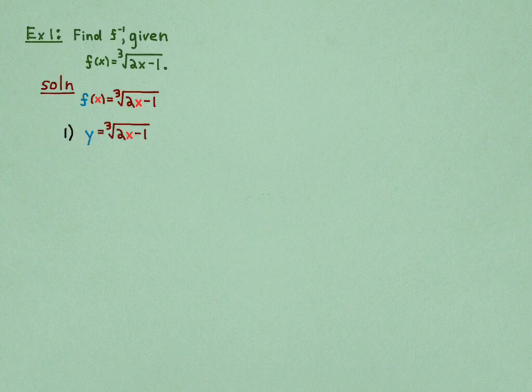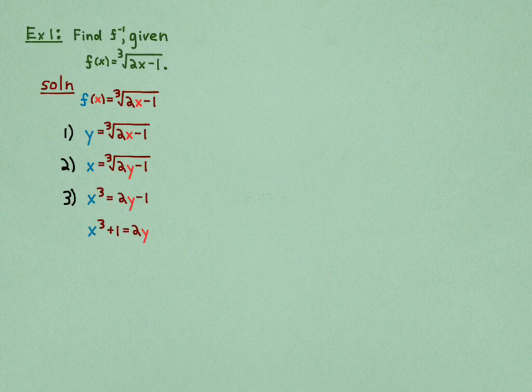So first, I change the f of x to y. Then I switch the x and the y, so I get x equals cube root of 2y minus 1. And then I cubed both sides of the equation, right? So I get x cubed equals 2y minus 1. Add 1 on both sides, right? Or if you want, move the minus 1 term to the left, and it becomes plus 1, right? And then cross multiply the 2. So y equals x cubed plus 1, the whole thing over 2.